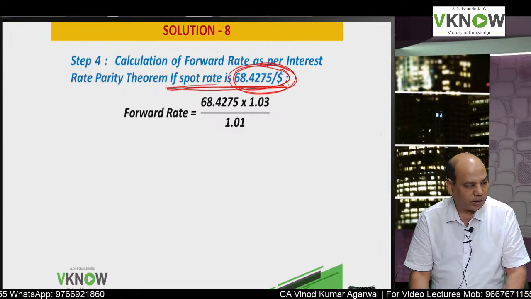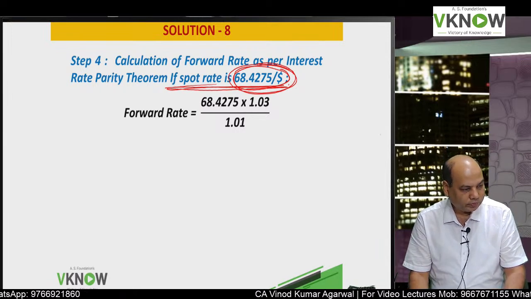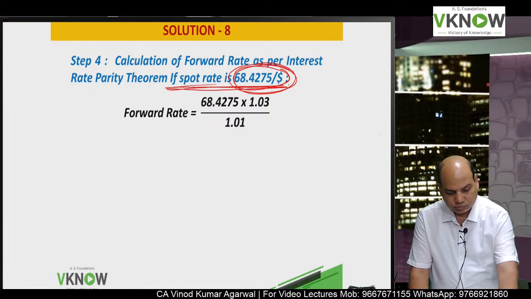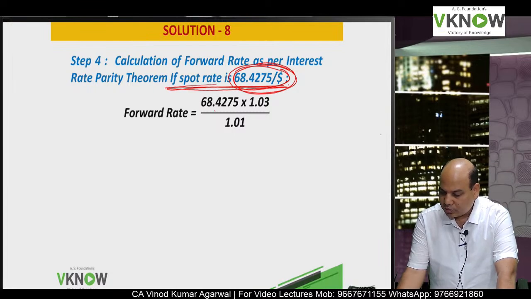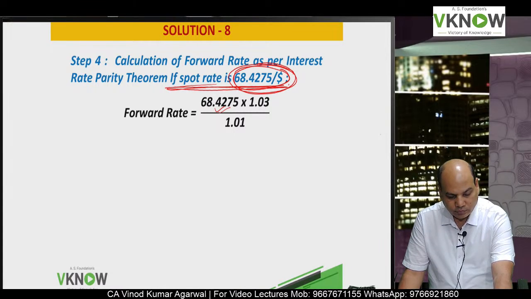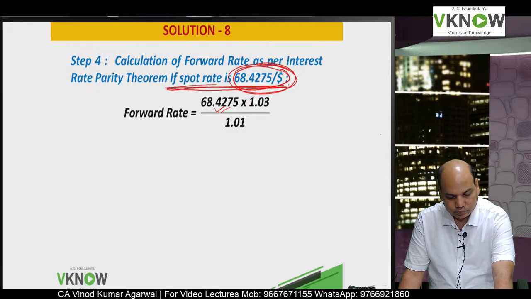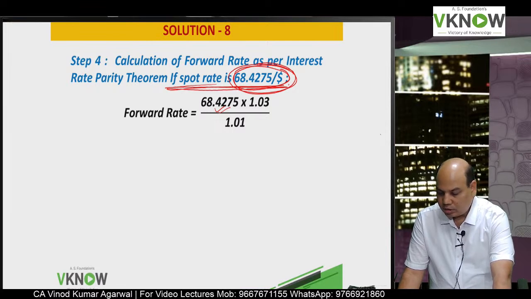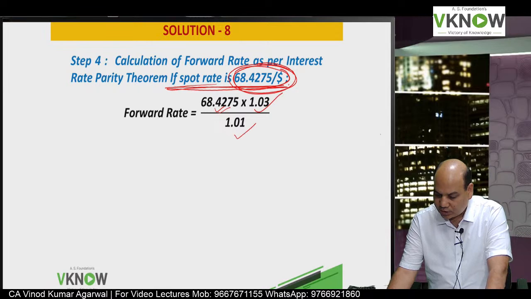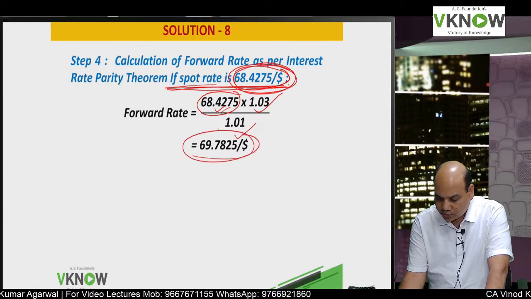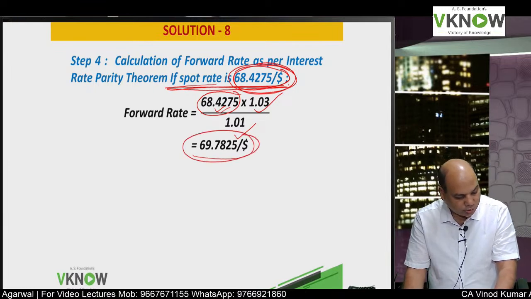I am not writing the formula again, so write down: forward rate is equal to this spot rate into 1.03 divided by 1.01. These two will be the same, only this I am changing. So when you solve it, you are getting 69.7825.